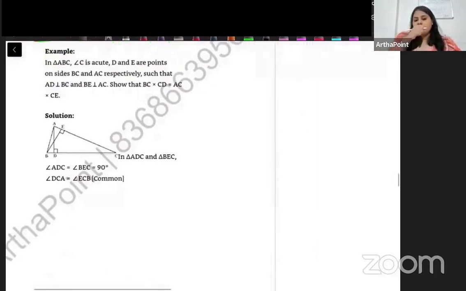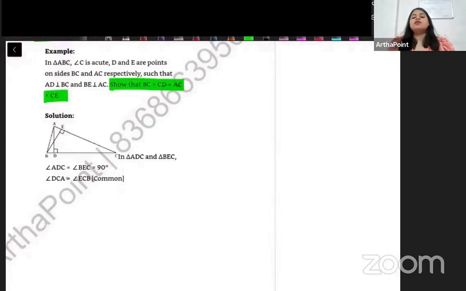In triangle ABC, angle C is acute. D and E are points on side BC and AC respectively, such that AD is perpendicular to BC and BE is perpendicular to AC. Show that. In place of show that, you will be given an MCQ, which of the following is true, and you will be given one of the statements as this, that BC into CD is equal to AC into CE.